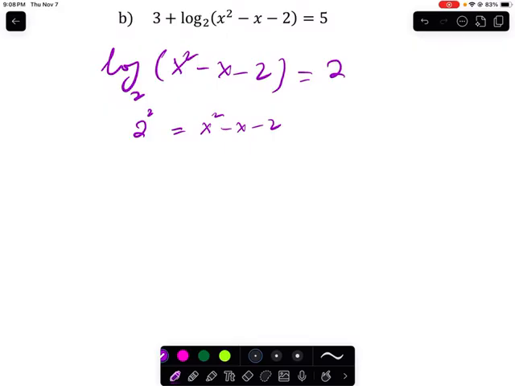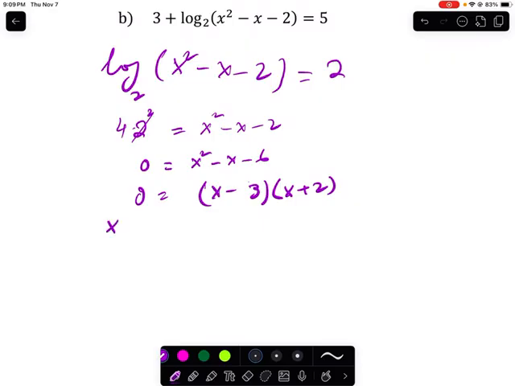Now 2 squared is 4. So it means I will subtract 4 from both sides. End up getting 0. Now factor. So which gives me, what is the next step? Check.